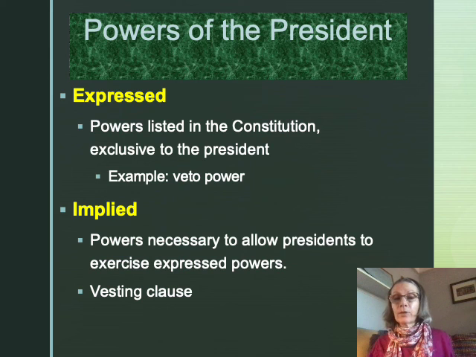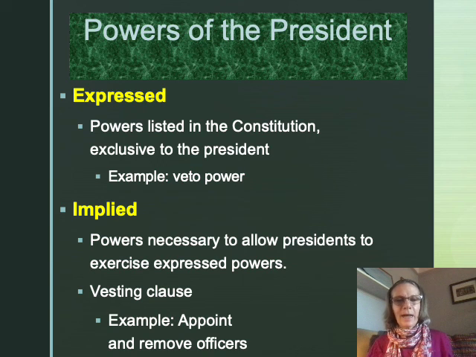These implied powers spring forth from the vesting clause. In Article 2, Section 1, it says that the executive power shall be vested in the President of the United States of America. Presidents have looked at the vesting clause and basically said, those are my executive powers, and under my executive authority, I can do those things, even though they're not explicitly stated in the Constitution.